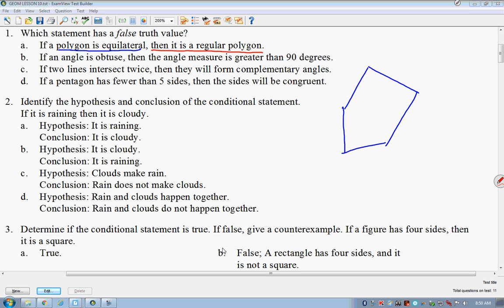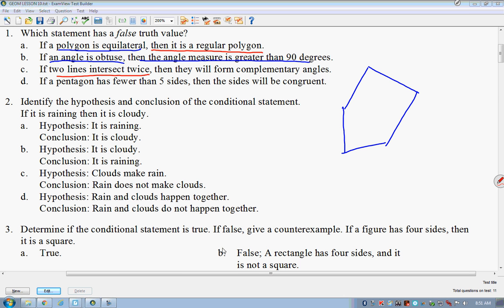Now, if I looked at the rest of this, if an angle is obtuse, can an angle be obtuse? Yeah, an angle can be obtuse. Then the angle measures greater than 90 degrees. Is that the definition of obtuse? So that's true. If two lines intersect twice, can two lines intersect more than one time? Show me two lines that intersect more than one time. Two straight lines, just two. No. Right, so that's false.